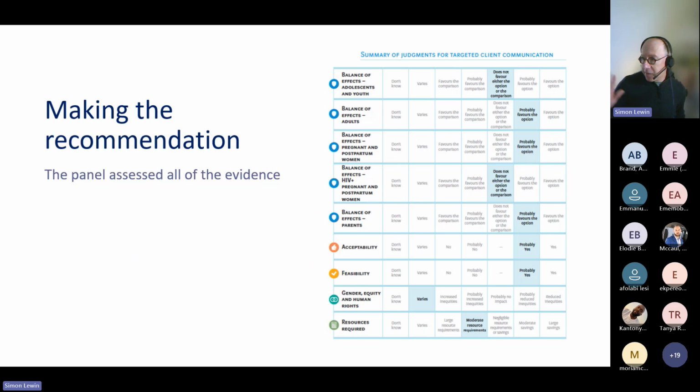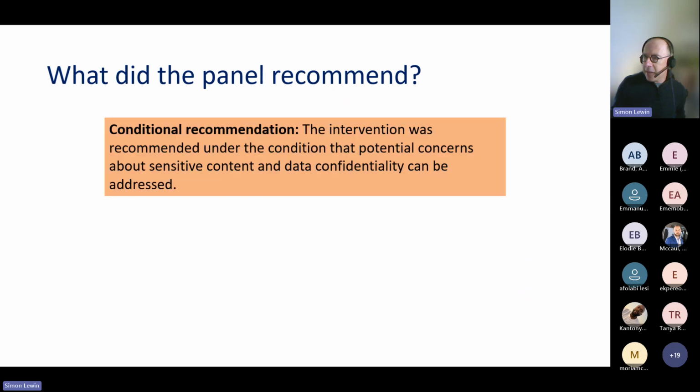So the panel assessed all of this evidence that I've summarized very briefly to make a recommendation. And in the end, they made a conditional recommendation. They recommended targeted client communication under the condition that potential concerns about sensitive content and data confidentiality can be addressed. So you can see here that the qualitative evidence was quite important in shaping this recommendation.